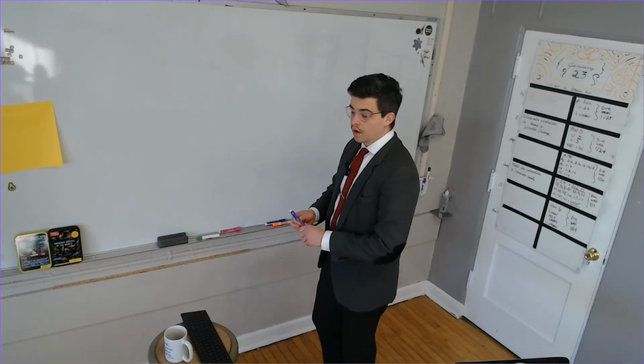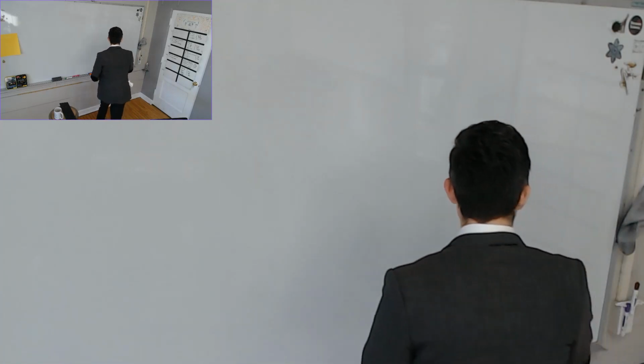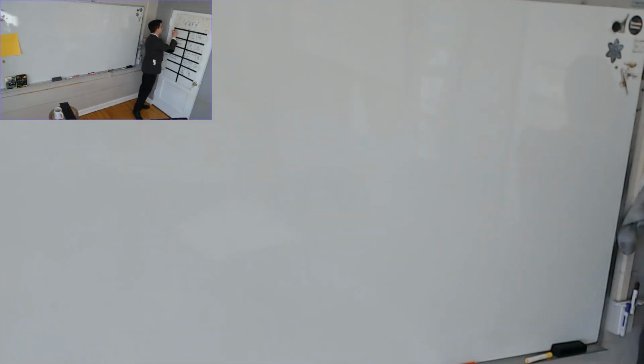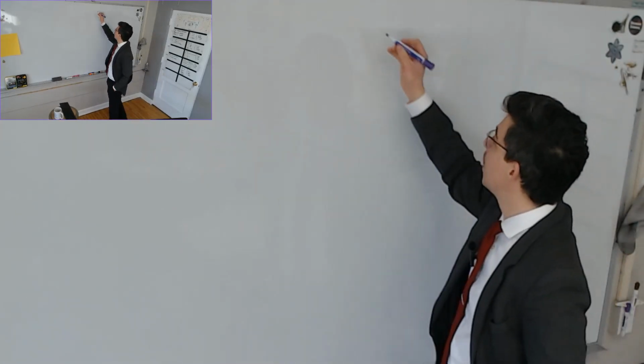Okay, physical science time. Today we are talking about using the kinetic molecular theory to explain states of matter. So we're talking about the kinetic molecular theory. Use kinetic molecular theory to explain states of matter.